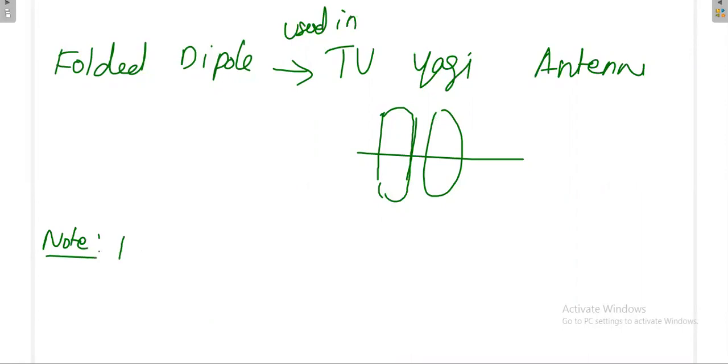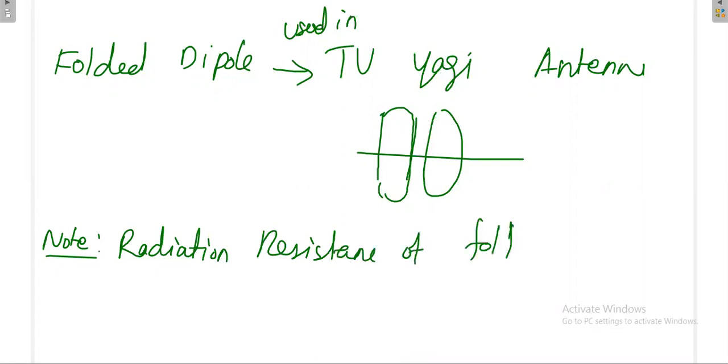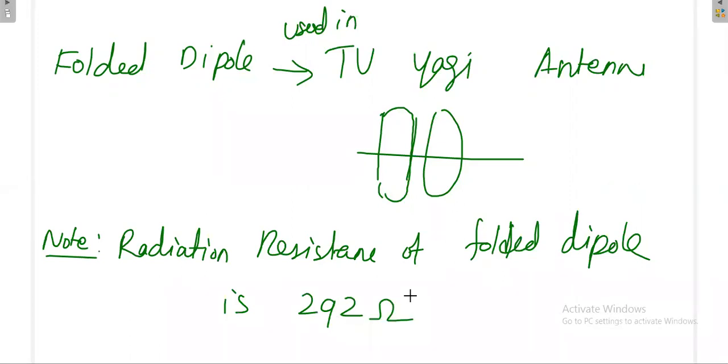The radiation resistance of a folded dipole is 292 ohm. Roughly remember 300, but that's 292 ohm. But why are we using a folded dipole as compared to an ordinary dipole? Already an ordinary dipole is there. What is the problem there? Why are we using a folded dipole in a TV Yagi antenna? Just try to find out the answer. Okay, with this I will stop. We'll continue tomorrow evening.